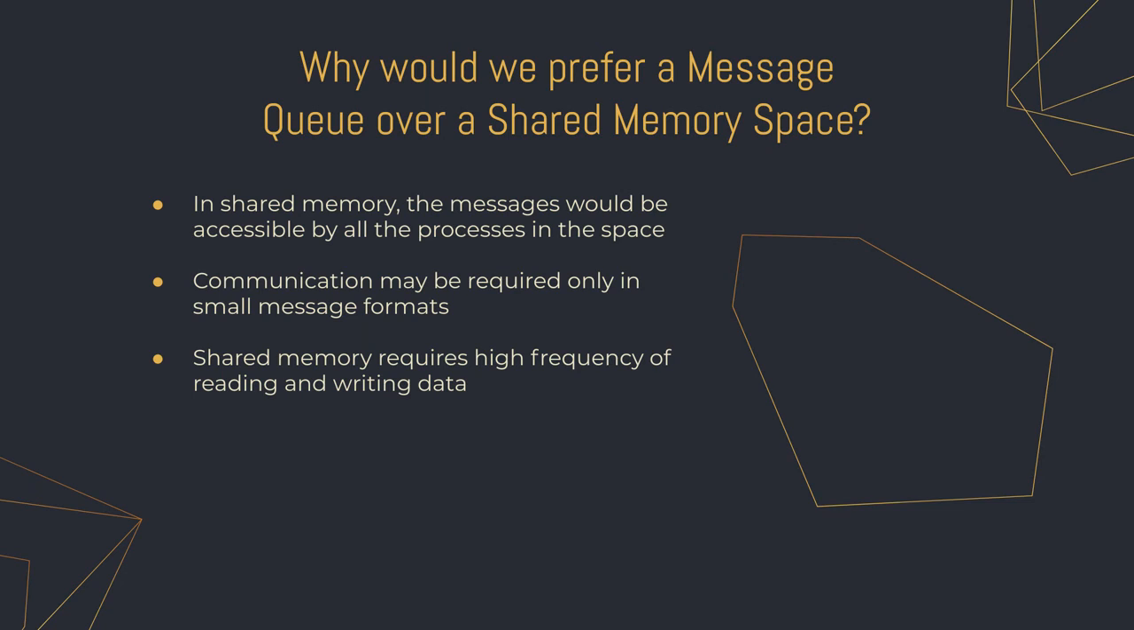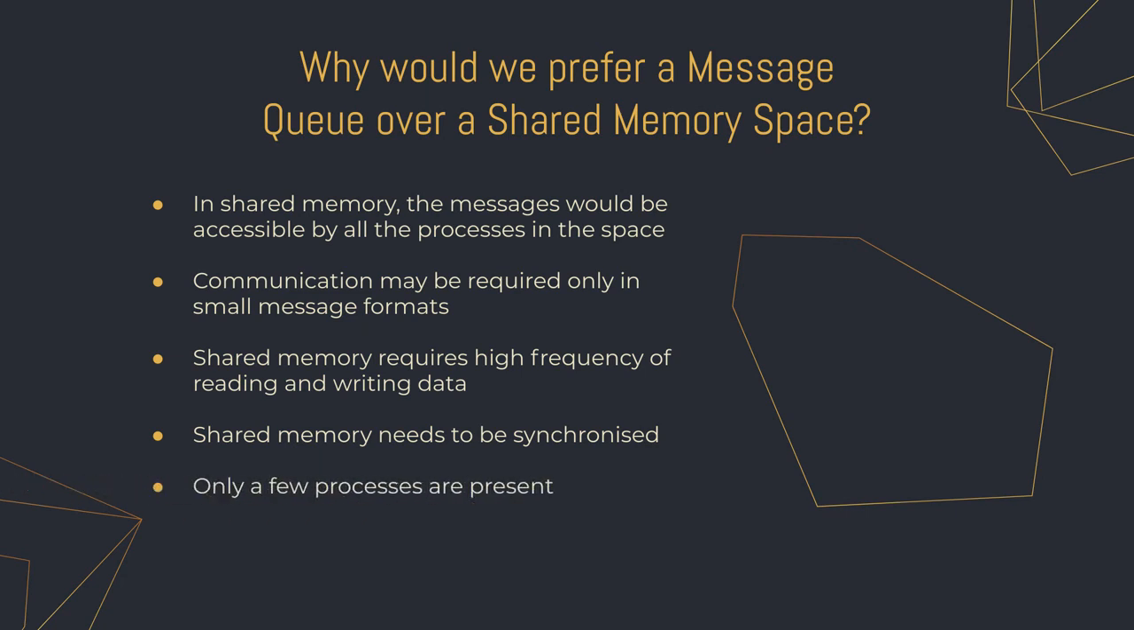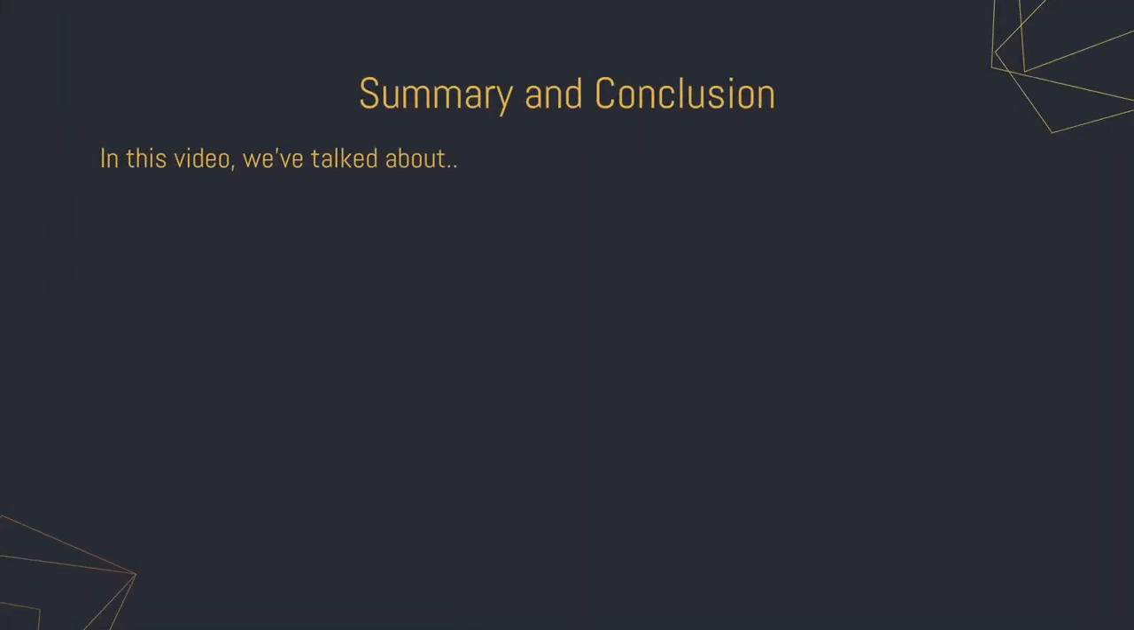Shared memory also requires a high frequency of reading and writing data. Therefore, it might just be more inefficient to use a shared memory space rather than a message queue. And finally, shared memory has to be synchronized. Yet again, the efficiency here comes into play. Only a few processes could also be present, indicating that shared memory is not necessarily required.